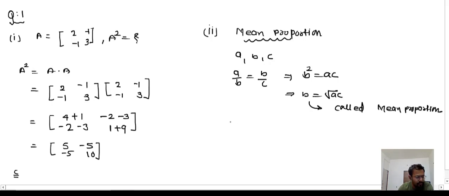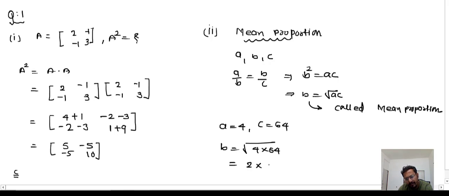In one example, we want to find the mean proportion between 4 and 64. So A is given to you as 4 and C is equal to 64. Just put in the values. So B is equal to the square root of 4 into 64. We know the square root of 4 is 2, and of 64 is 8. So our answer is A, 16.